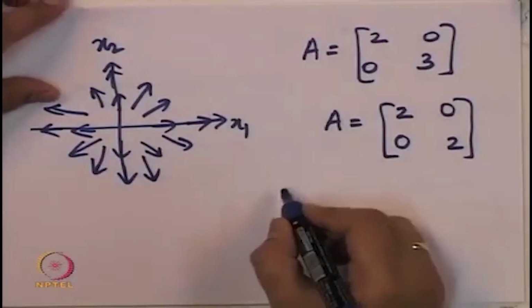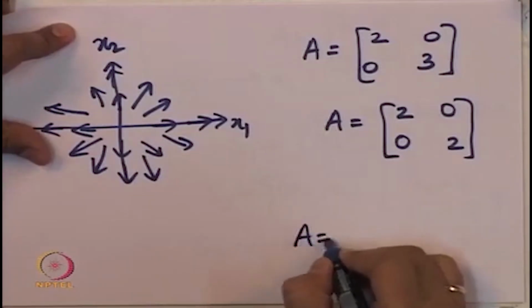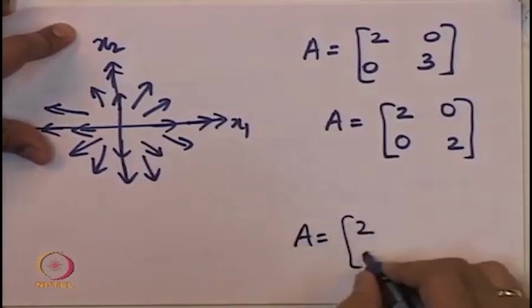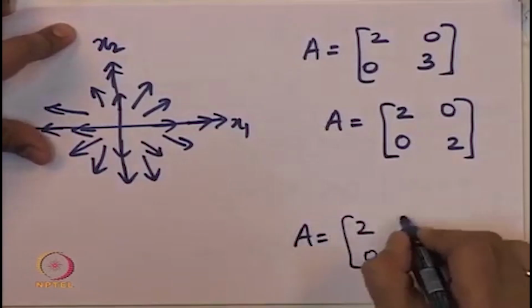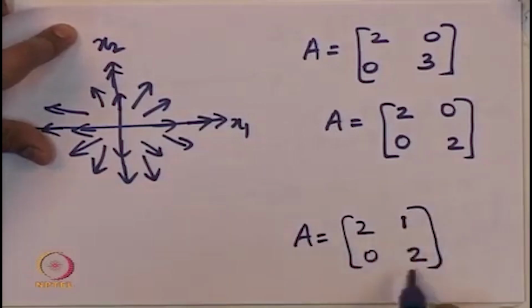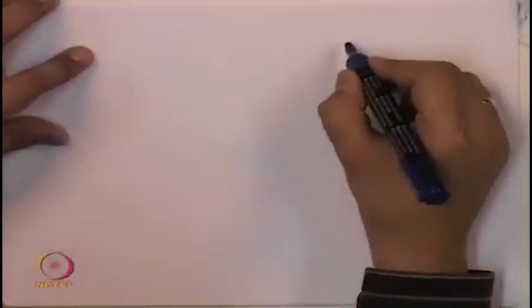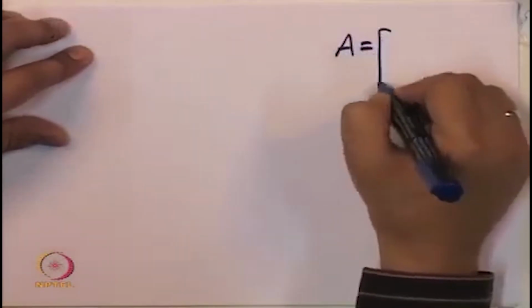But for the situation when A is not diagonalizable, let us consider the case when A is equal to 2, 0, but with a 1 here. This example of an A has only one eigenvector. The other eigenvector is what we want to call a generalized eigenvector. Which A are we dealing with now?